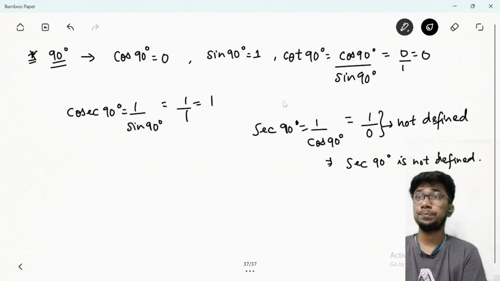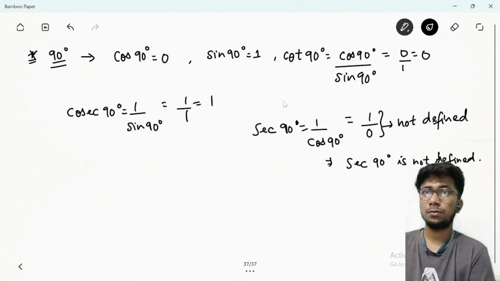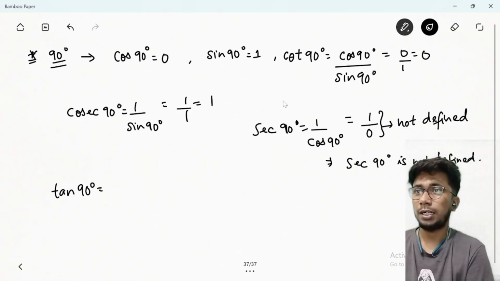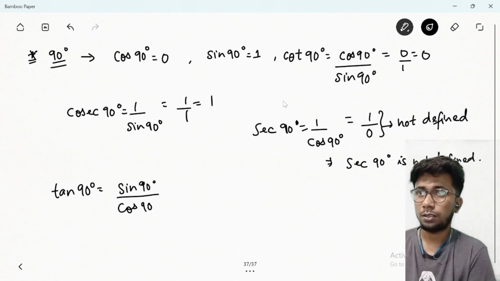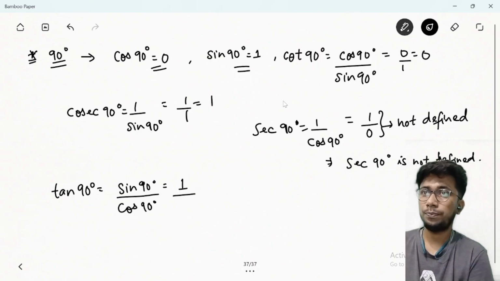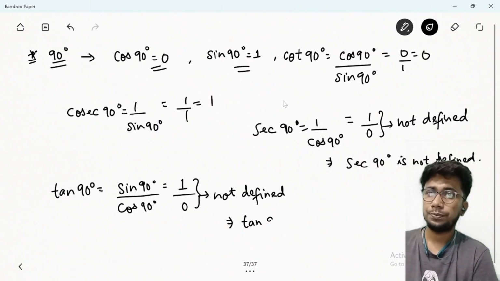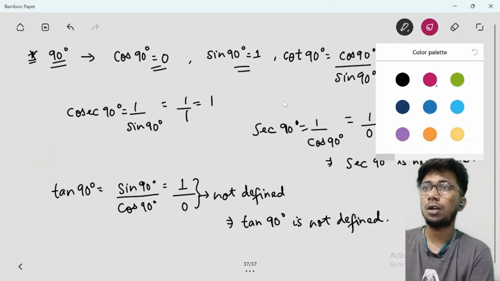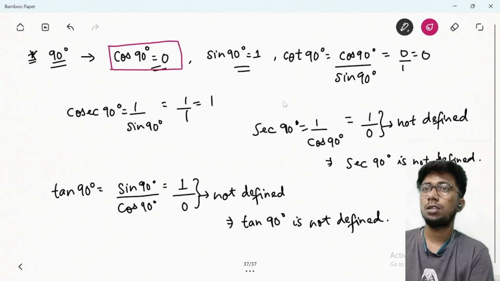Alright, now what are we left with? We are left with tan 90, right? Let's see what will be tan 90. Tan 90 is nothing but sin 90 upon cos 90. Sin 90 is 1 from here we can see, and cos 90 is 0 from here. Again this is not defined. This will imply that tan 90 is not defined.